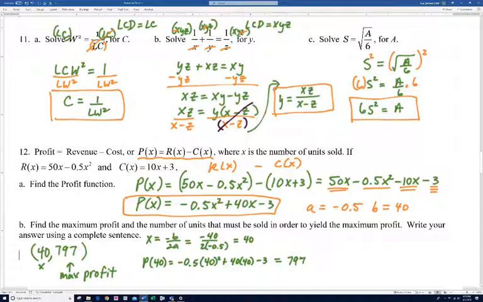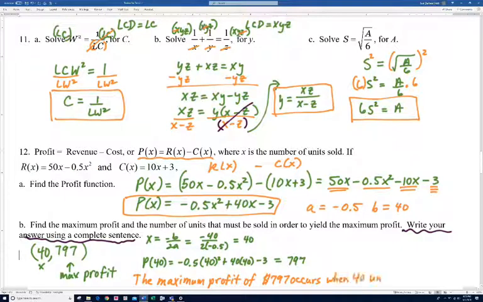So finally, I'm ready to answer this. Notice it says write your answer using a complete sentence. So on the test, you'll have to do a problem similar to this, where you'll give your final answer in a complete sentence. So here I would say the maximum profit of $797 occurs when 40 units are sold.